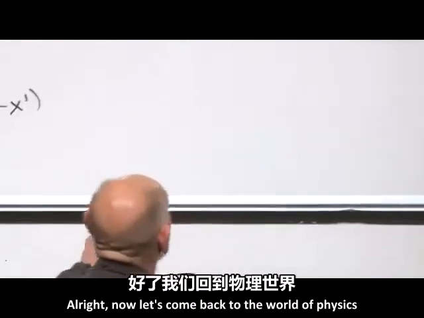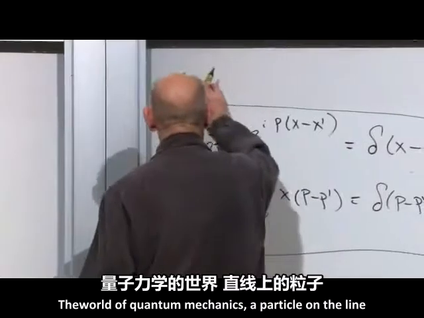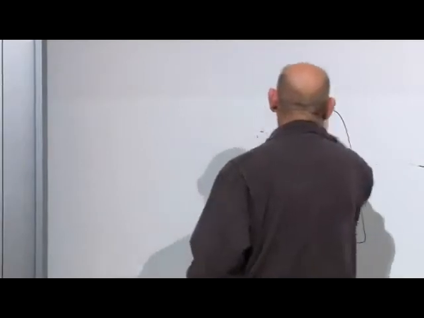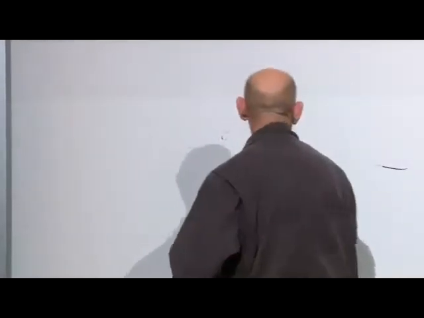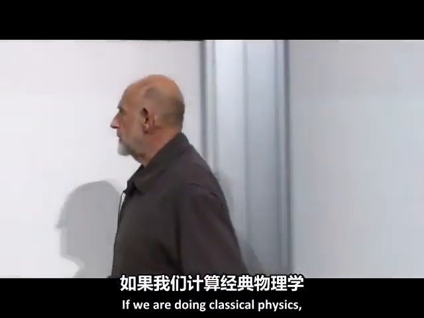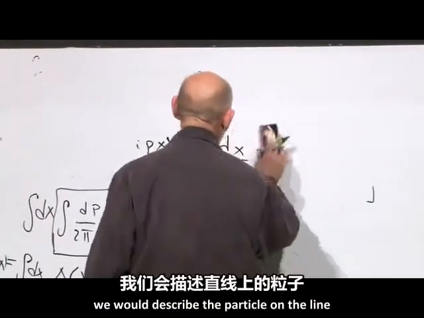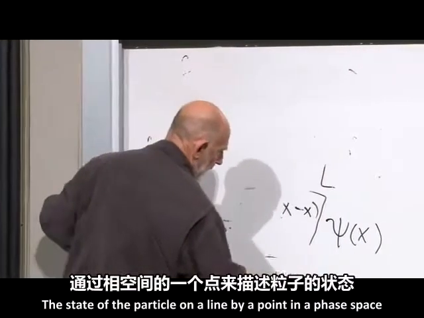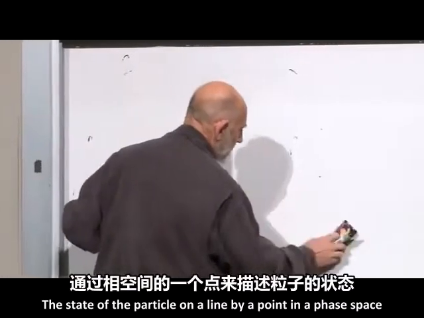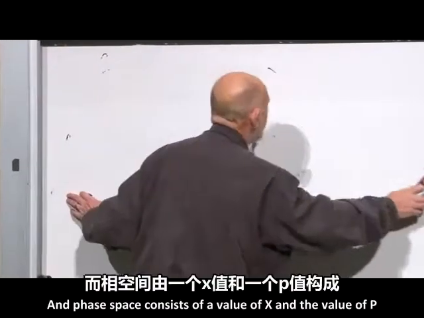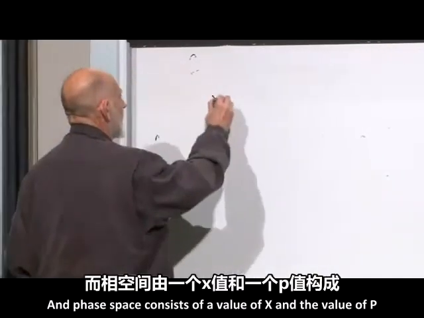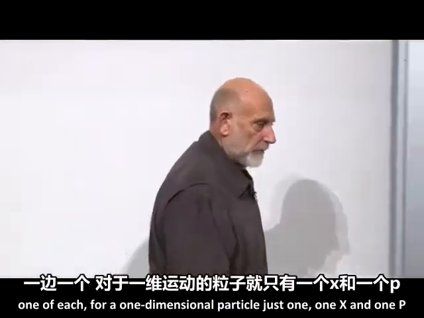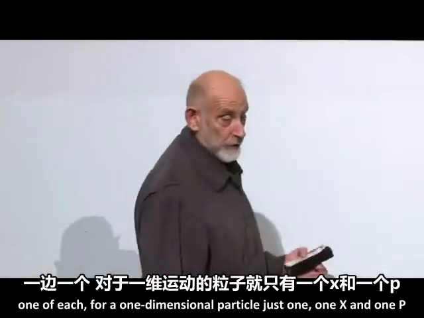All right, now let's come back to the world of physics, the world of quantum mechanics, a particle on a line. If we were doing classical physics, we would describe the state of a particle on the line by a point in phase space. And phase space consists of a value of x and a value of p. One of each. For a one-dimensional particle, just one. One x and one p.